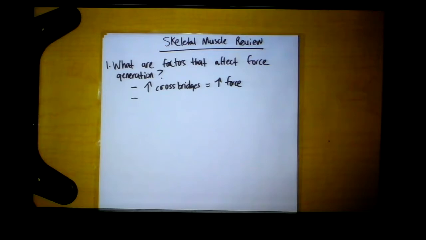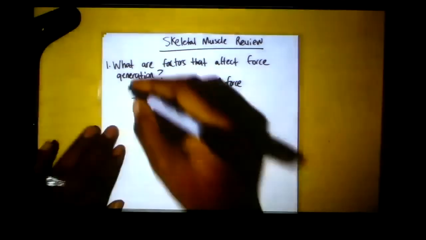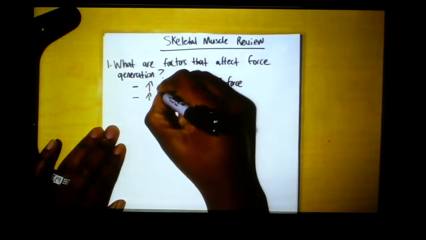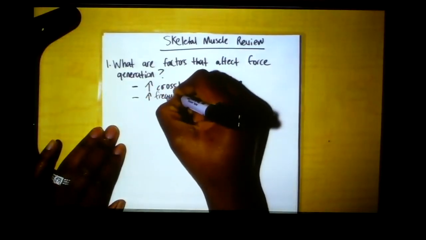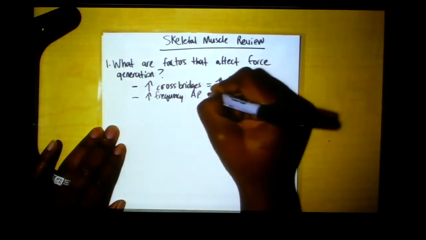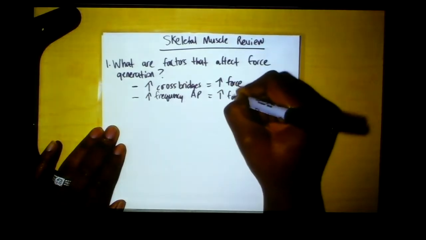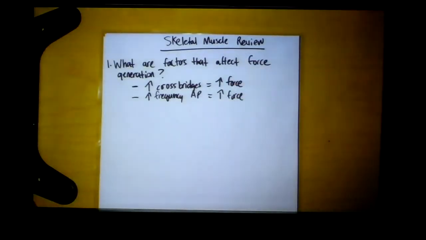What are the factors that we spoke about? Let's start with the action potential. How can we manipulate the action potential to give us more force? We increase the frequency, right? So increasing the frequency of action potentials also gives us more force. And here we spoke about summation, we spoke about TREP. Make sure you review those two things.